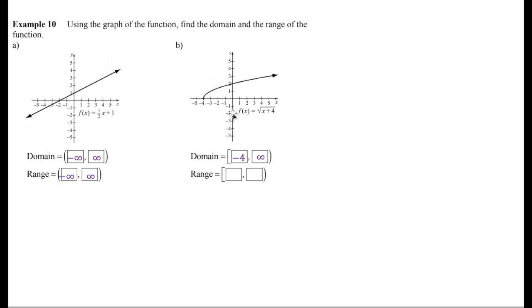Similarly with our range, I don't have any graph down below. My graph starts at 0 on the y-axis, and it goes to positive infinity, right? Our graph is going to continue extending up forever and ever. So my range is a bracket because we have a y value. This point is negative 4, 0. So my y value is 0. And we're going to continue up forever in the infinity direction.